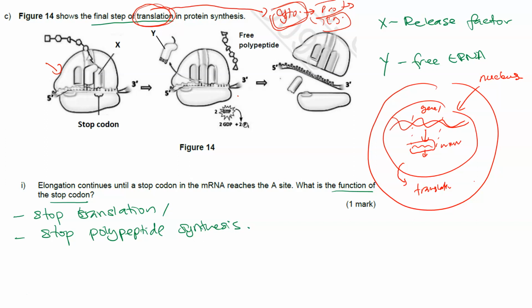Apa proses dia sebelum translation dalam eukaryotic cell? Modifying RNA. Apa nama proses dia sebetulnya? RNA apa? Okay, RNA processing. Thank you. Okay, so RNA processing.